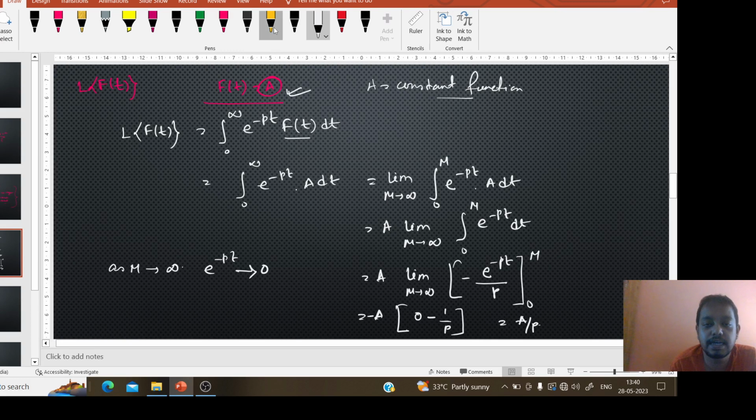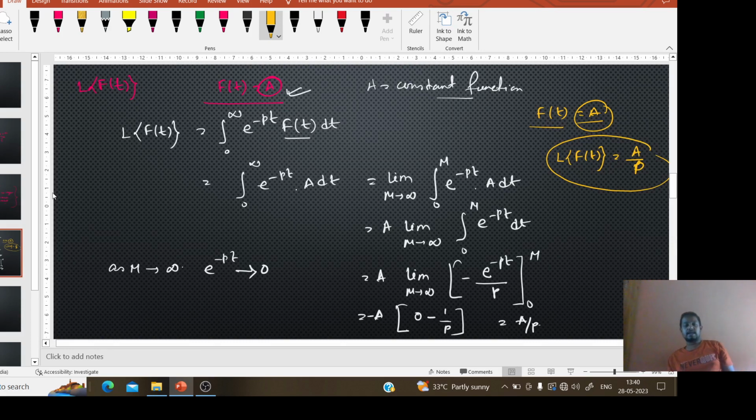So now we can say that the Laplace transform of any constant function a is given by a by p.